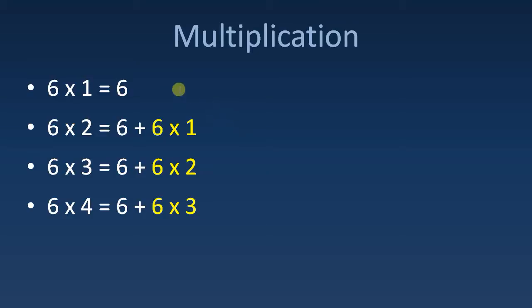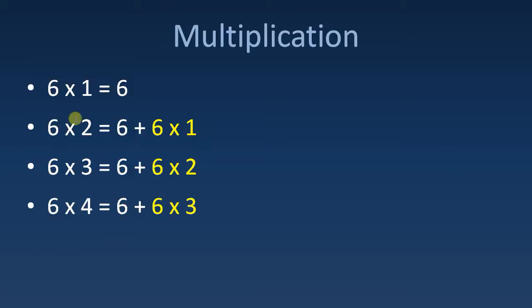The goal here, in what we've accomplished, is to come up with a general recipe. How do I do 6 times some number? Well, it's 6 plus 6 times one smaller number. Right, to do 4, I do 6 plus 6 times 3. How do I do 3? 6 plus 6 times 2. This is the kind of thing that we can start thinking about recursively.